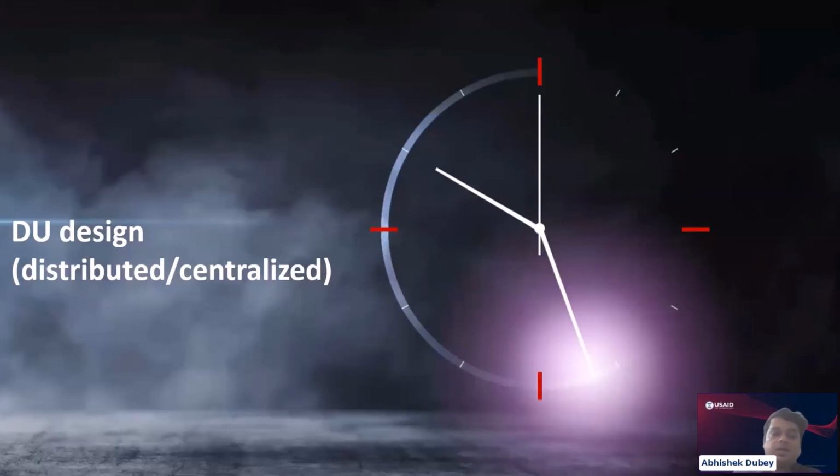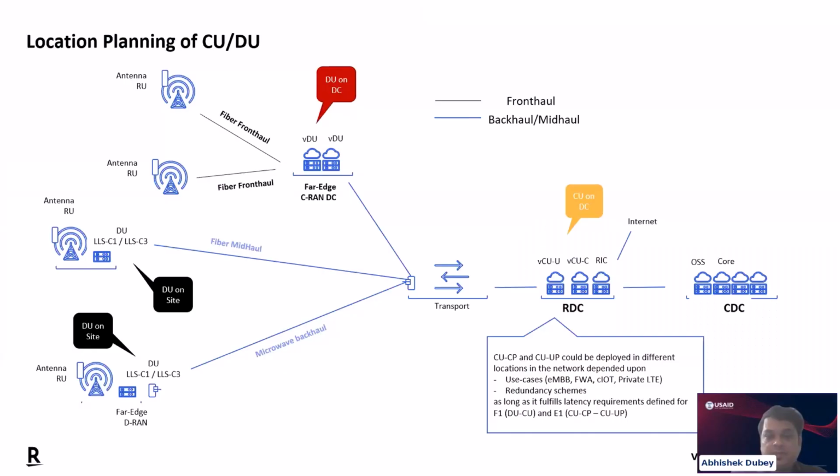All right, now the very critical part, DU design. So you are going to see distributed and centralized. This is one option I wanted to show you to understand the location planning based on your transport. Okay. So let's start with this side, right inside.